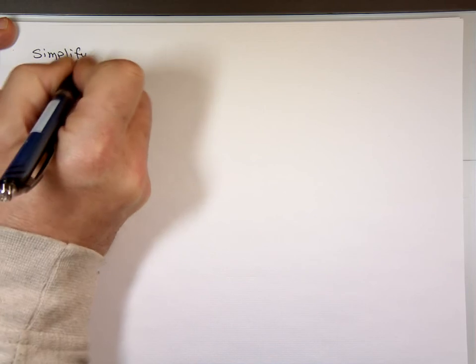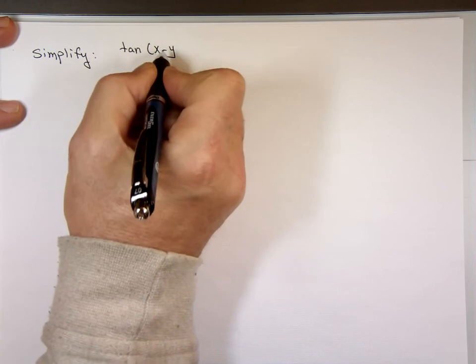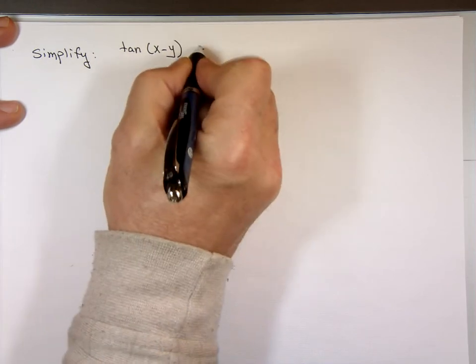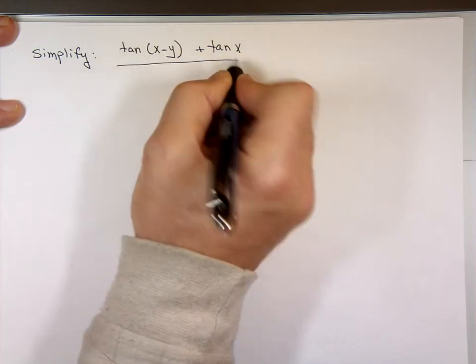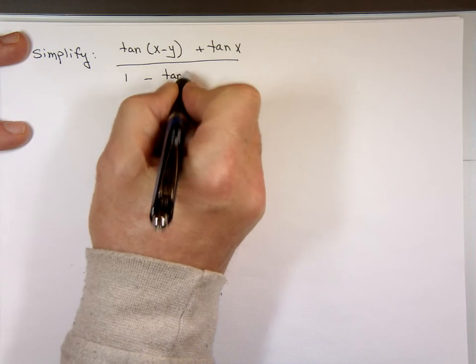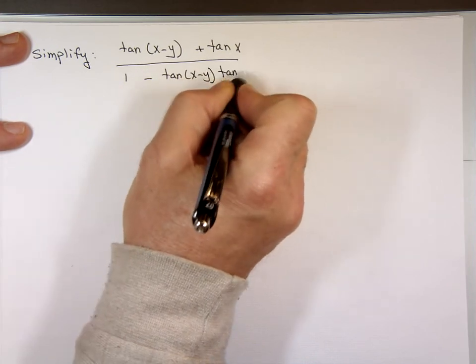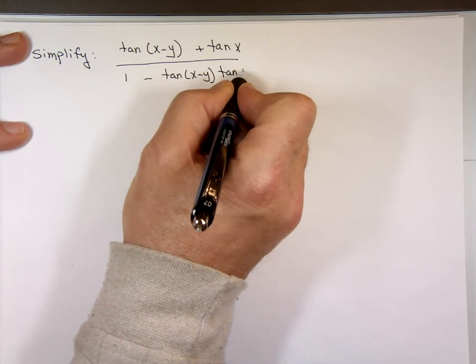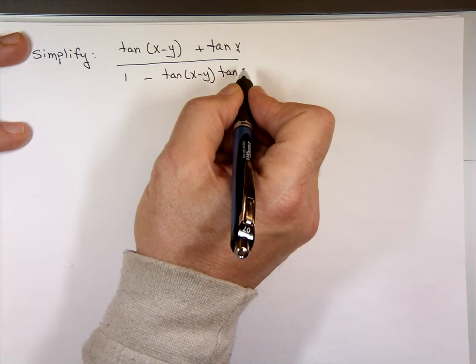Tangent x minus y plus tangent x over 1 minus tangent x minus y tangent y. For tangent x, I mean. Oh, it is y. Should be tangent x. Yep.